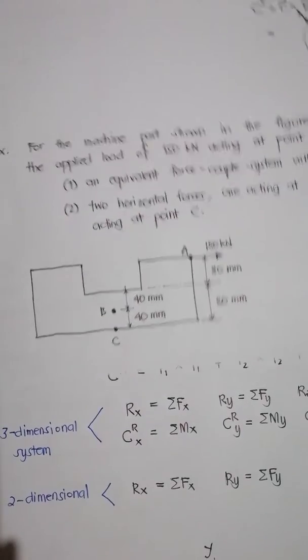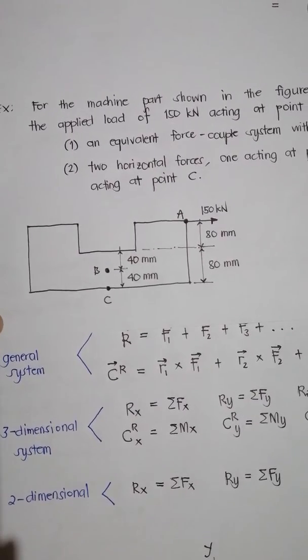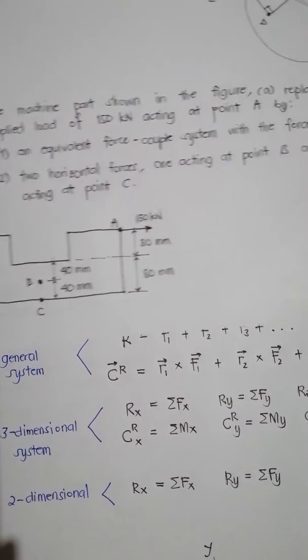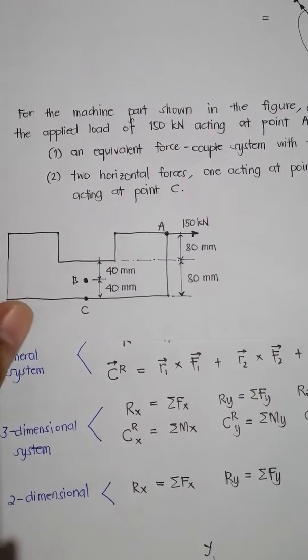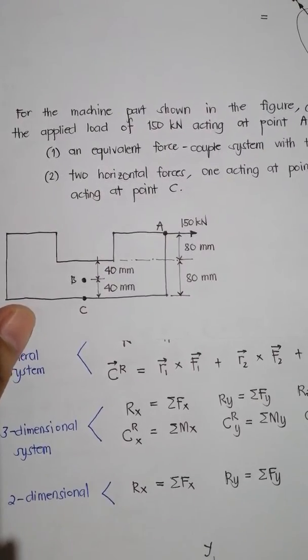Okay, let's have an example. For the machine part shown in the figure, replace the applied load of 150 kilonewtons acting at point A.